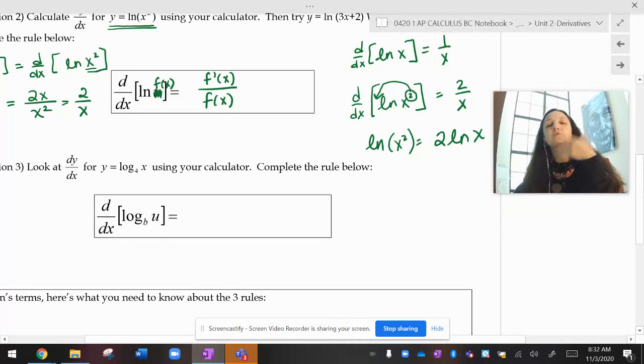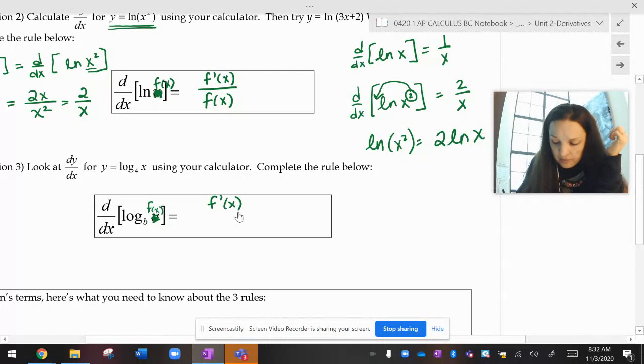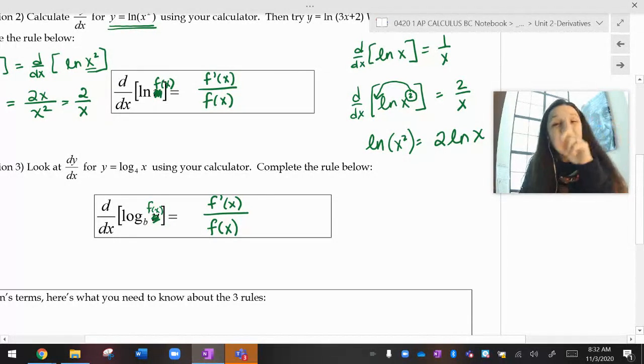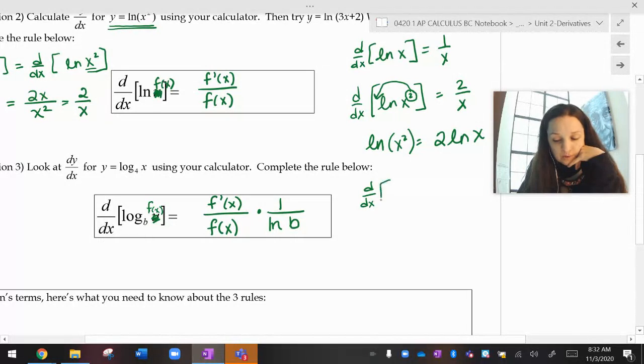All right, and then last but not least, what if it's not an ln? What if it's a log with a different base? It's okay. So what if I have log base b of f of x? The derivative is just like the other one. It's the derivative of the end over the end. And there's one more piece, and we also multiply by 1 over the ln of the base. So it's a lot like that exponential rule where we multiply by the ln of the base, but this time we divide by the ln of the base. So if I wanted the derivative of like log base 4 of x, it's going to be the derivative of the end over the end, and we also divide by the ln of 4.